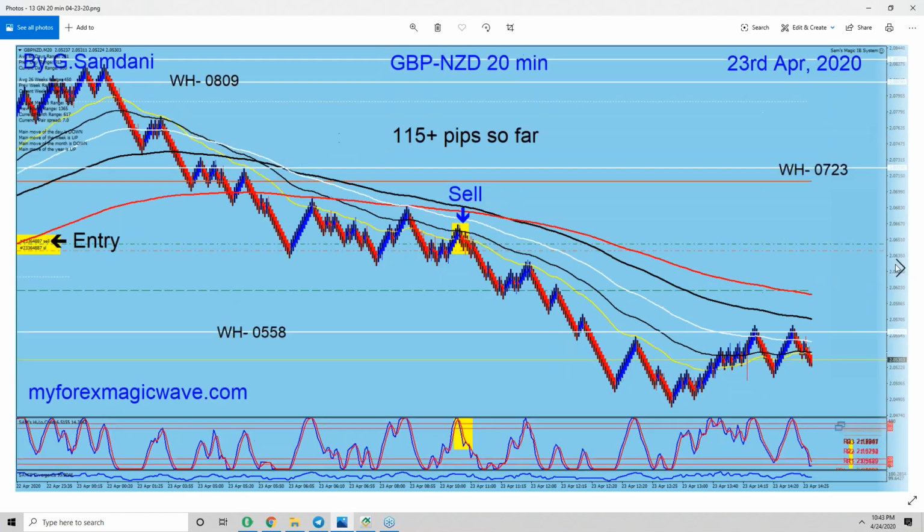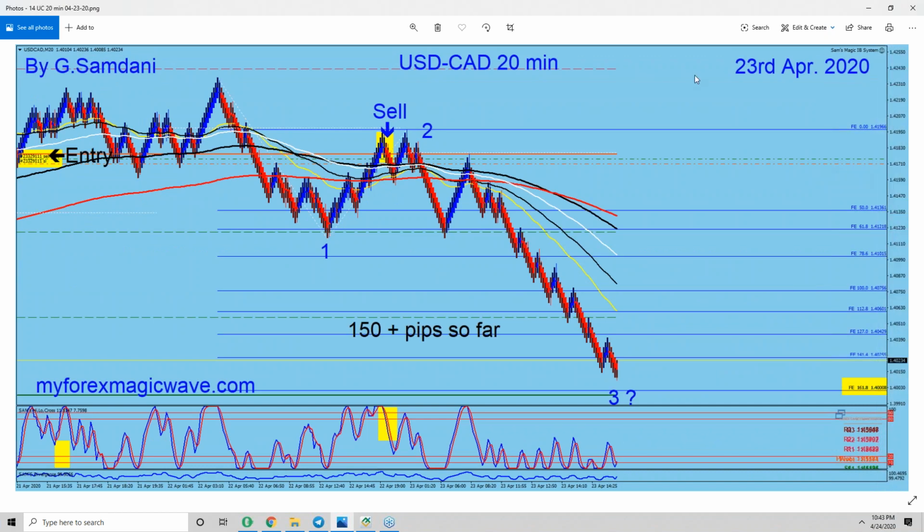And I think now this is the last one, not last one. Okay, so Pound Nuzi 20-minute on the 23rd again, 115 pip again, simple by the book entry all the way to the downside. And this is the last one actually.